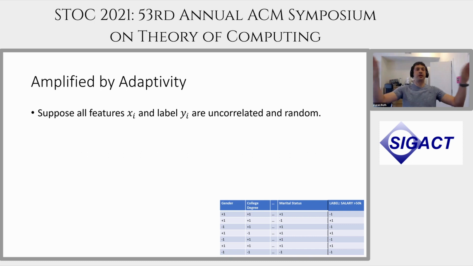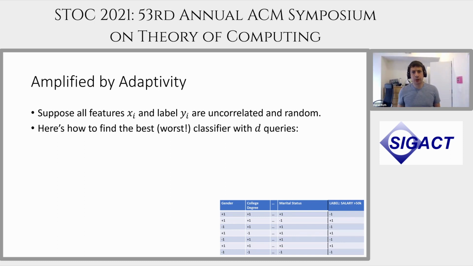And so let's just go through a little example. Suppose we're in a setting where actually all of the features and the label also are uniformly random and uncorrelated. So it's not actually possible to predict anything. Here's a way with only d queries rather than 2 to the d queries that I could find the classifier that performs the best on the data, which of course will be the worst overfitting classifier on the distribution.